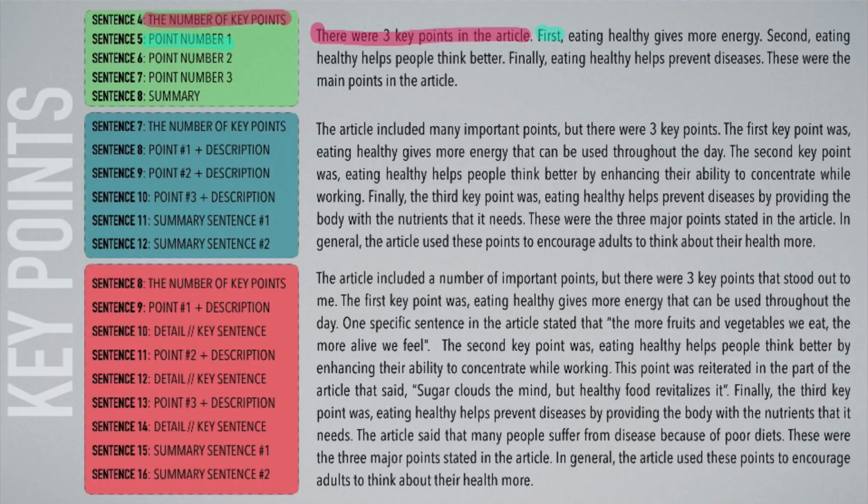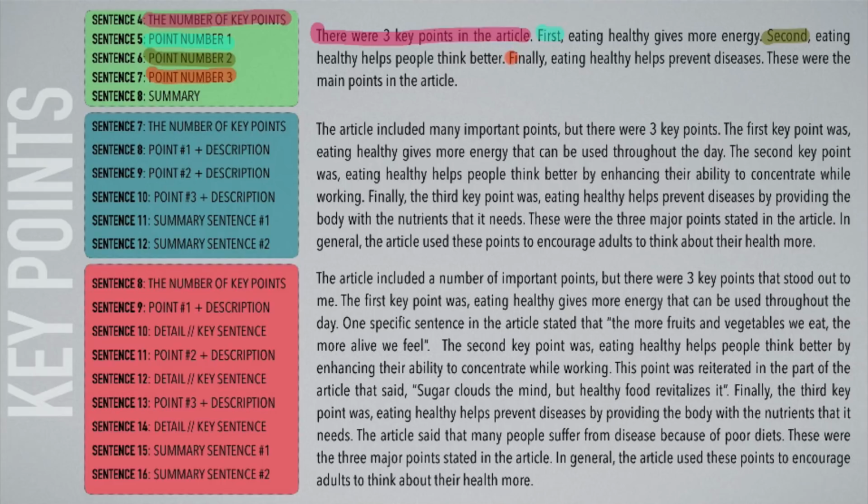Okay, let's keep going. Sentence number 6 says, point number 2. Okay, it says, second, eating healthy helps people think better. So the pattern here is second. Okay, very easy. Second, ... Let's keep going. Next, for sentence number 7, it says point number 3. So it says, finally, eating healthy helps prevent diseases.